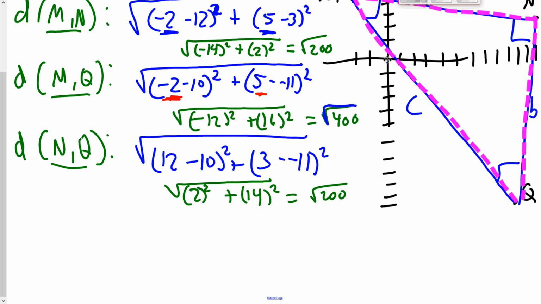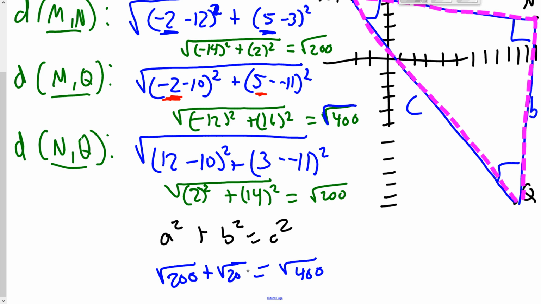Okay, so if we set up our a squared plus b squared equals c squared, that's the formula for a right triangle, right? And that's what we're trying to prove. So we know c squared is square root 400, because it's the biggest, right? So c is always the biggest, and that means c squared would always be the biggest. It doesn't matter really which one we put as a, because they're the same.